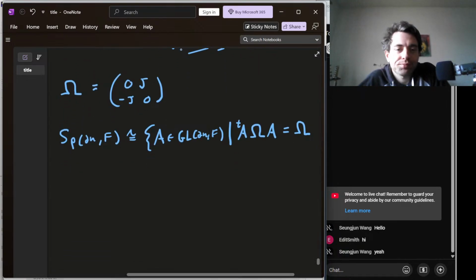Anyways, so this is one way to define the symplectic groups.